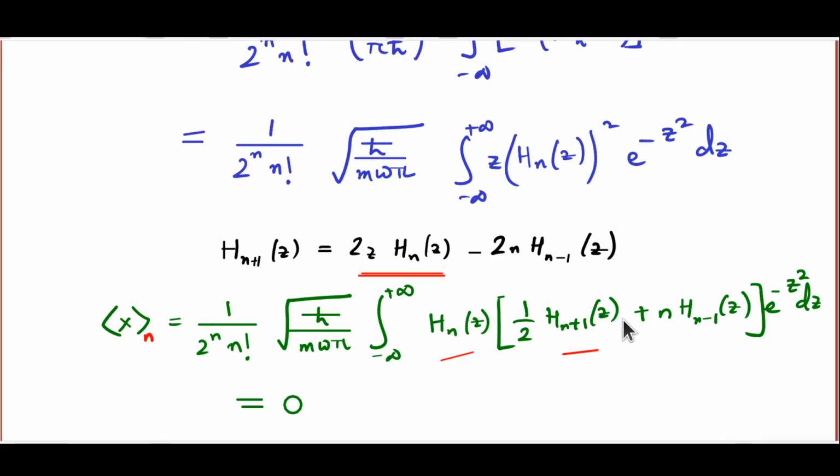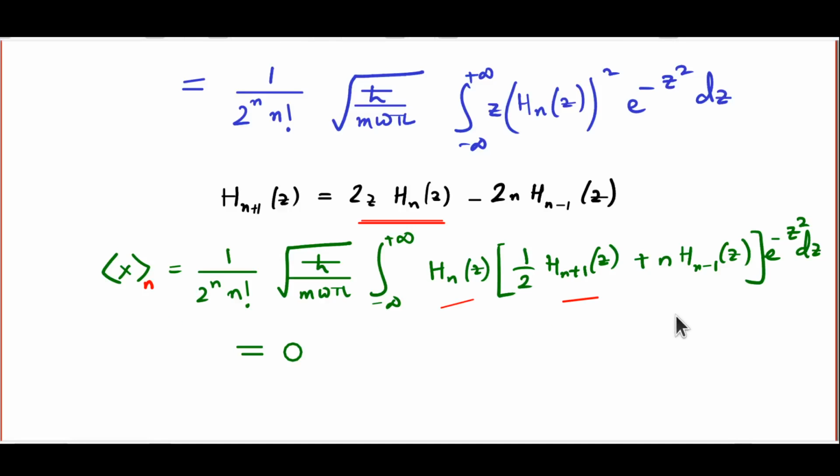And now this integral is one in which you could definitely use the orthonormality relation. Hn z Hn plus 1 z, two different n and m's here. So this must vanish. Here you have Hn and Hn minus 1. Again, n and m are different. So from the orthonormality relation, this must vanish. So you have a value of 0 for this expectation value of x for the nth eigenstate.